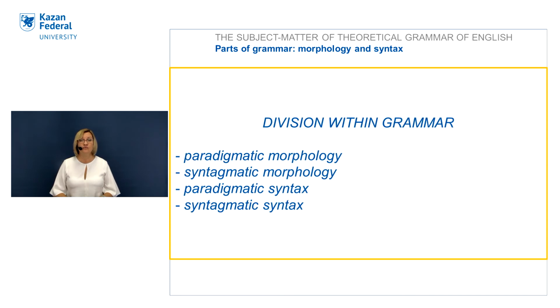And now a couple of words about the division shown on the screen. Parts of speech taken separately are within paradigmatic morphology. If we say that an adjective serves to modify a noun, we are already in the domain of syntagmatic morphology. Paradigmatic syntax treats variations of one and the same sentence. Syntagmatic syntax is what we traditionally call syntax. It studies relations between words and sentences.